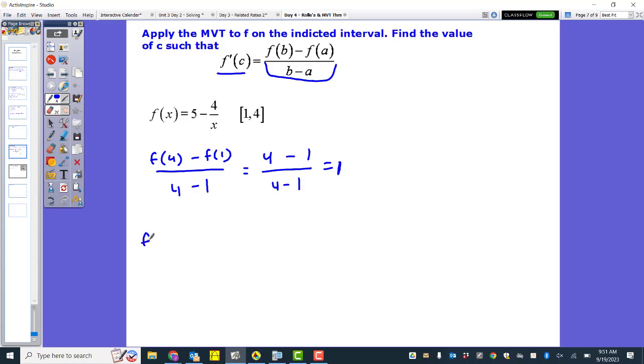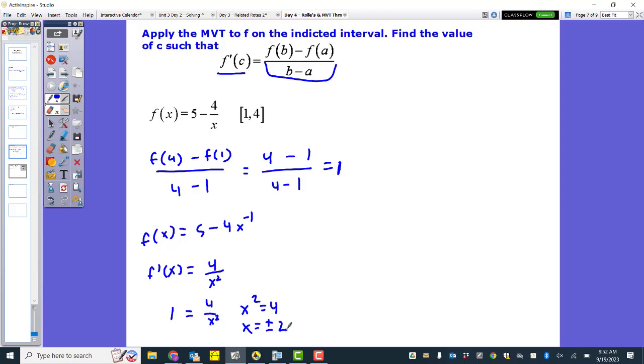Well, to take this derivative, we probably want to change this 4 over x to 4x to the negative 1. f prime of x is negative 4 over x squared. And then we want to find where this is equal to 1. So 1 equals 4 over x squared, x squared equals 4, x equals plus or minus 2. Looks like we have 2 answers there.